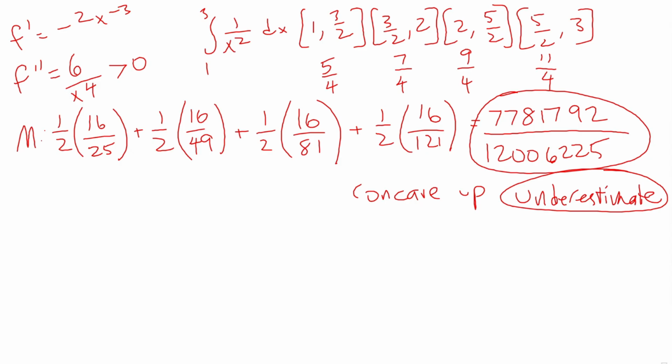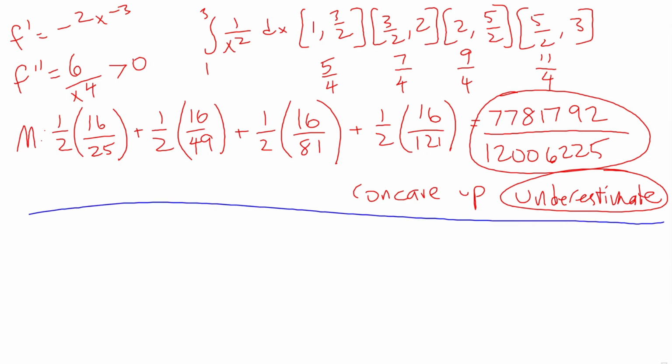And then lastly here, we'll do our trapezoidal rule. So we're going to have b minus a, 3 minus 1 over n, divided by 2, and then times the value at our first y value, which was 1 over 1 squared, so that's 1.